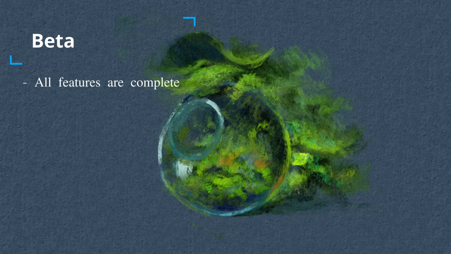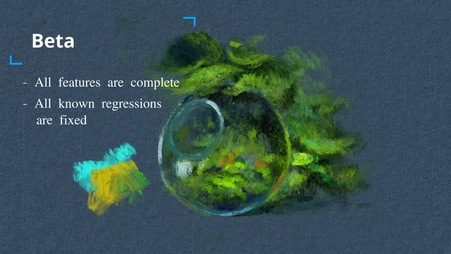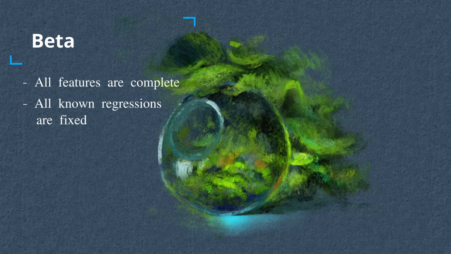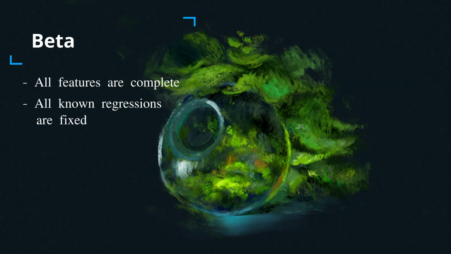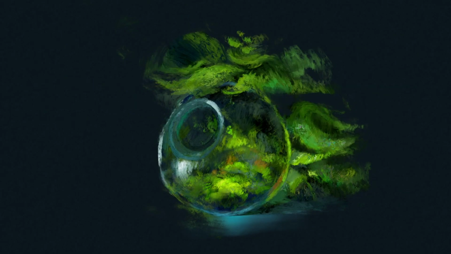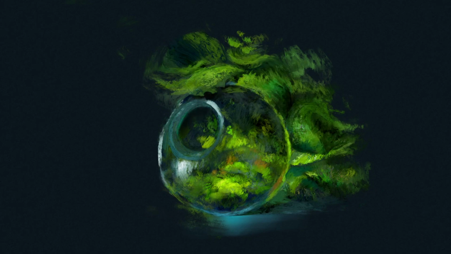Firstly, all the new features have been finished for quite some time. But what's way more important here is that all the known regressions were already fixed. And by regressions, I mean the bugs that were not present in the stable release, but were brought with the new features. So, does it mean that this beta is free of bugs and safe to paint?